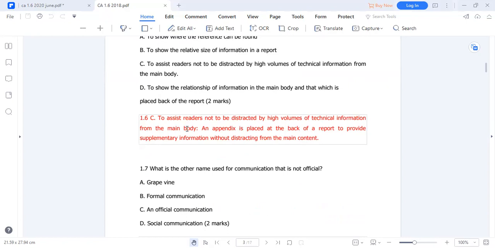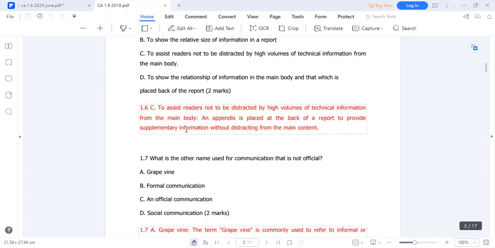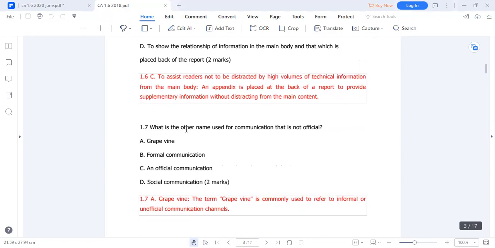Grapevine, correct. Grapevine is a term commonly used for unofficial or informal communication channels.